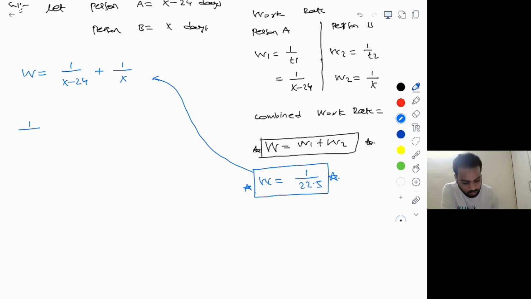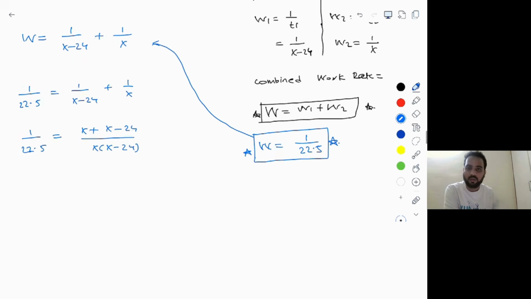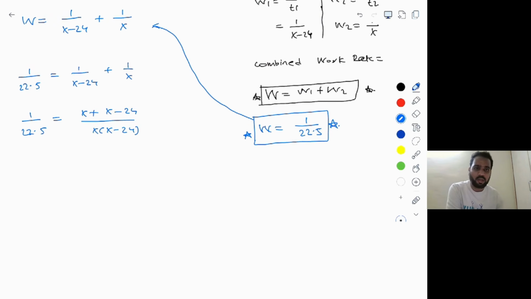So from which we get 1 by 22.5 is equal to 1 divided by (x minus 24) plus 1 divided by x. Now we can simplify the remaining equation, right? I hope you will be able to do it from here. You can simply take the LCM, that is 1 by 22.5 is equal to (x plus x minus 24) whole divided by x times (x minus 24). So remaining, you're going to get the quadratic polynomial. You can solve it directly.